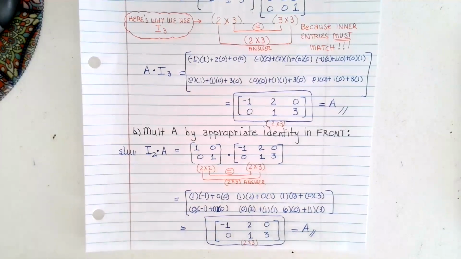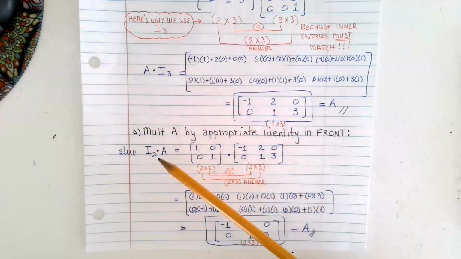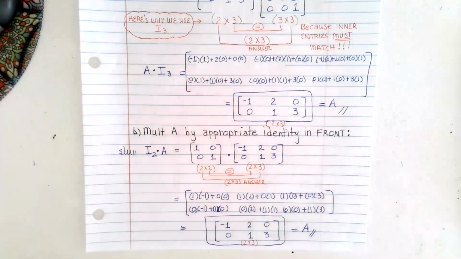So it worked again. But the really amazing thing is it has a different identity matrix, all contingent upon which side you multiply the matrix by. It's super easy to figure out which one it is because the inner dimensions have to match. That's the key.